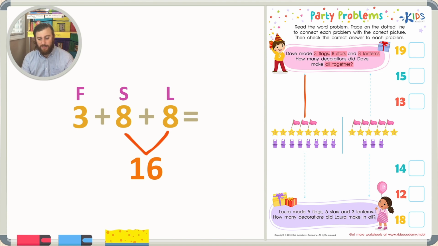We can bring down what we have left over, which is 3 plus, which makes our new problem 3 plus 16. Let's count on 3 from 16. 16, 17, 18, 19. So 3 plus 16 is 19. So the total number of decorations that Dave made is 19.